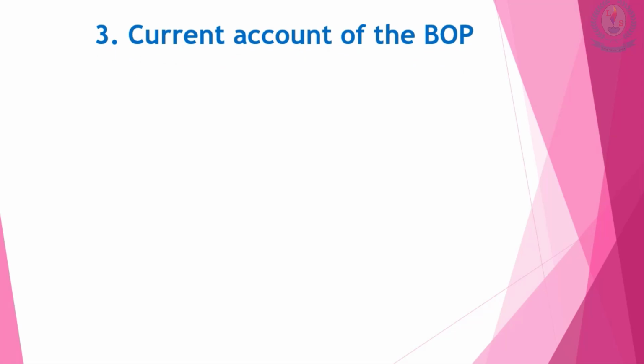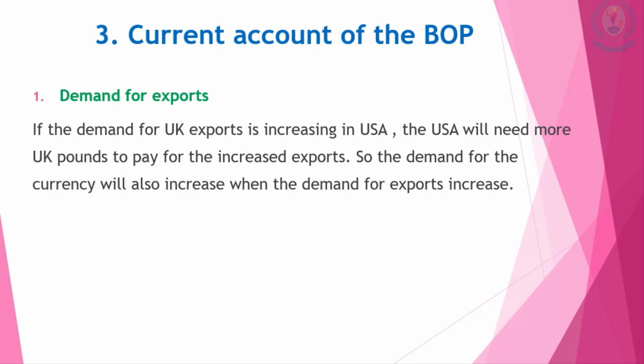The third factor which affects floating exchange rate systems is the current account of the balance of payment. Let us now look at what will happen when the demand for exports is changing. For example, suppose the demand for UK exports is increasing in the USA. So, the USA will need more UK pounds to pay for the increased exports. So, the demand for the currency will also increase when the demand for exports increases.